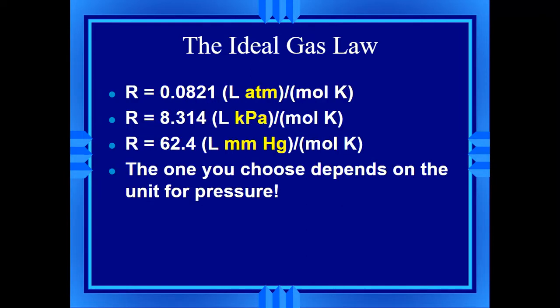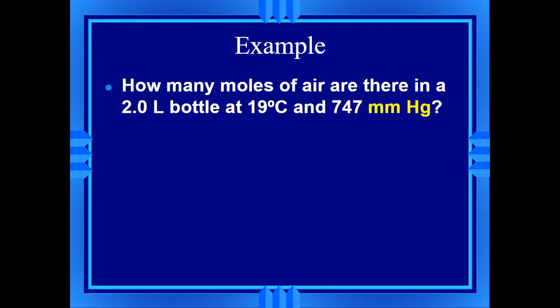There are 3 different R's. You choose the R based off of what units your pressure is given to you in. So if your pressure is given to you in atmospheres, you'll choose the first one, then kilopascals, and millimeters of mercury. You do not need to memorize these because these are provided to you on your reference table. So let's do a problem.